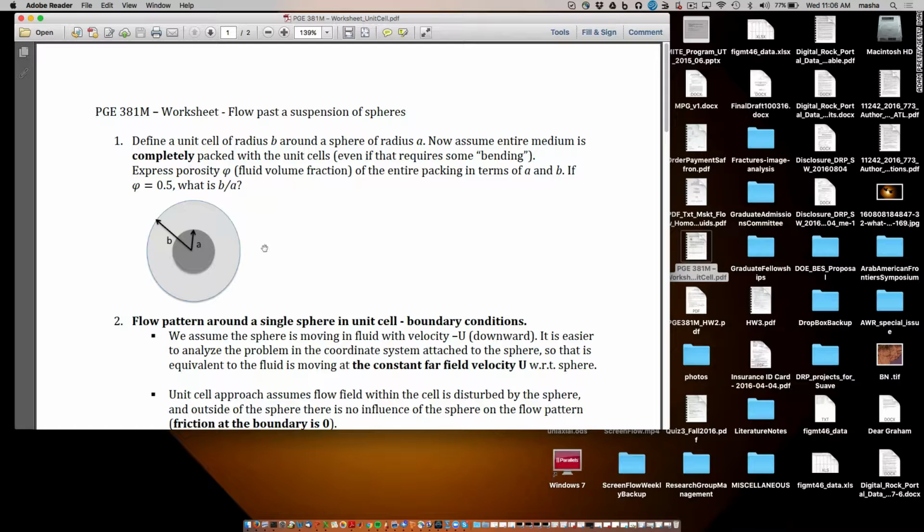We're working through the worksheet, and first we are reviewing the relationship between porosity, a and b. If you're done with that, you can proceed reading the rest of the worksheet, so that you're not bored.